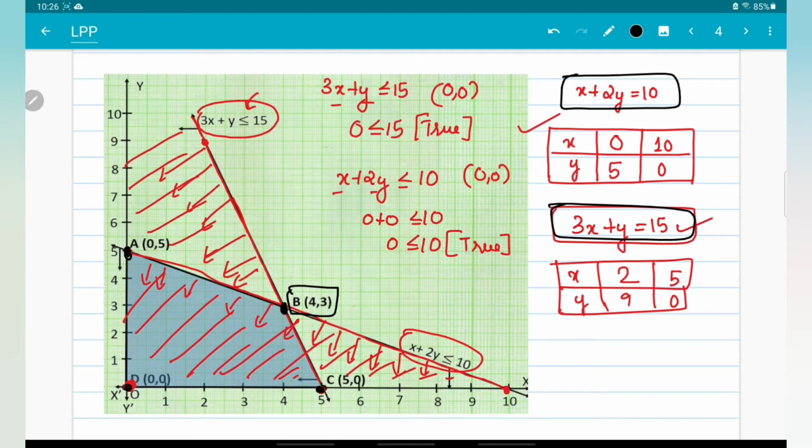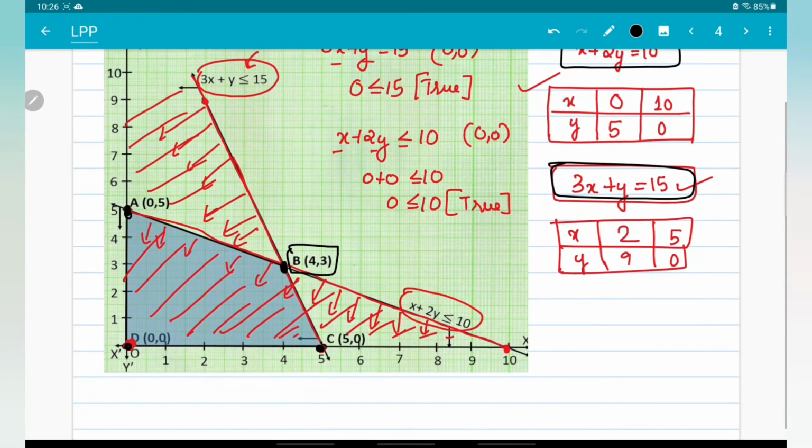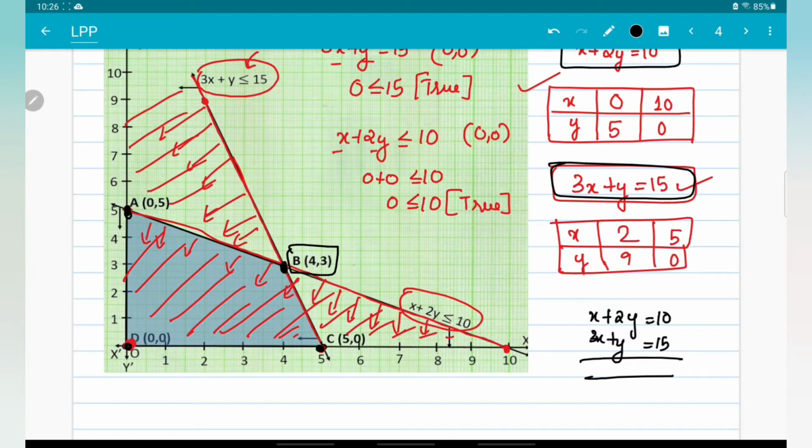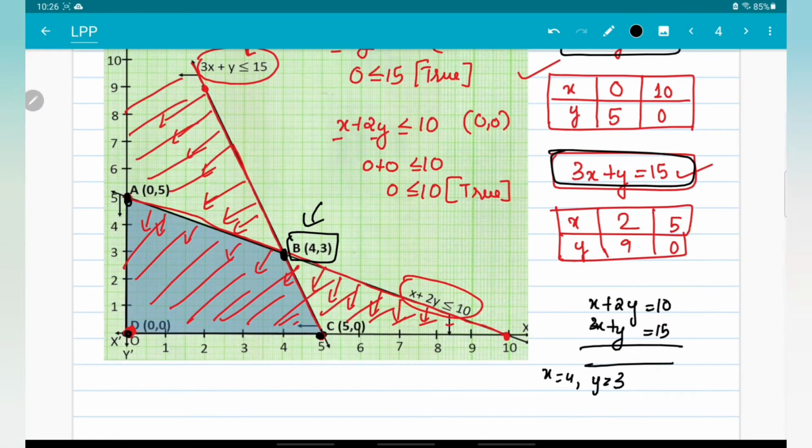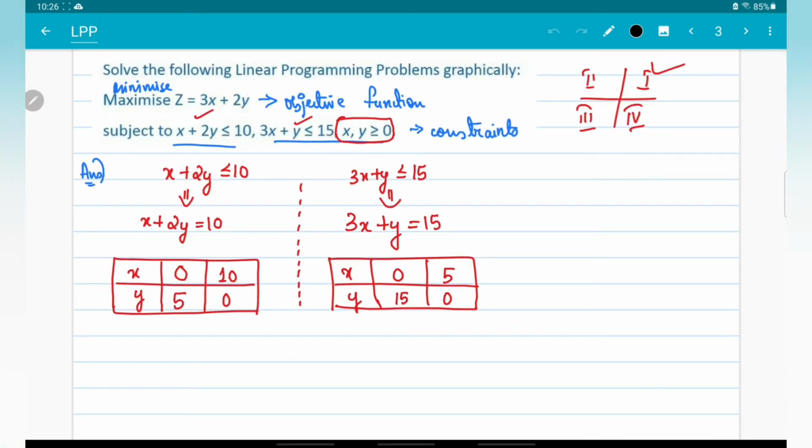So this B point is the intersection point of these two lines, which means it is the solution of those two lines. When you solve these two equations, x plus 2y is equal to 10 and 3x plus y is equal to 15, you get x as 4 and y as 3. That is your intersection point, and that is how I got this point B. Now we have found the corner points. Since you can see the question over here, this is the z equation. After finding the corner points, we have to find the value of z, and then maximize it. Maximize in the sense we have to find the maximum value of z.